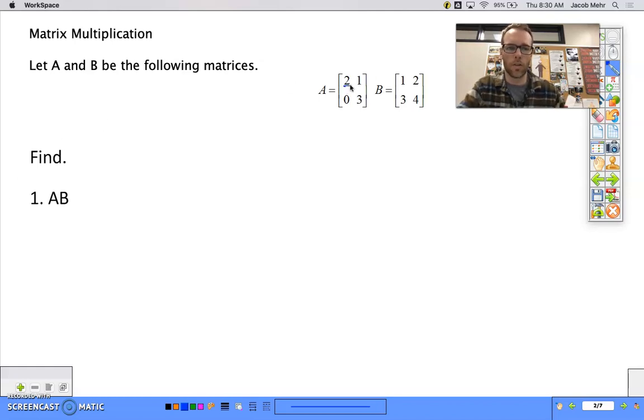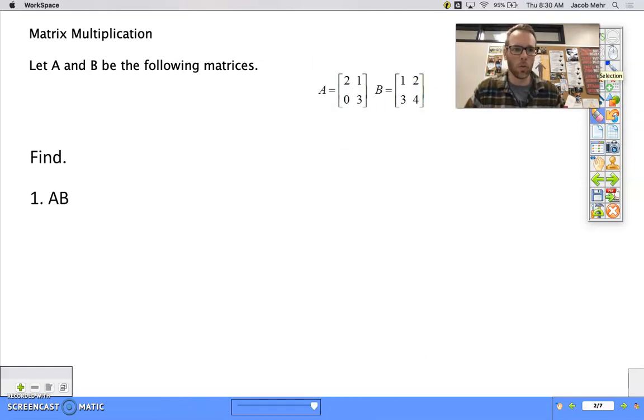Students just think we take 2 times 1, we take 1 times 2, 0 times 3, 3 times 4. That's not how it works. It has a really interesting definition, but it's this definition of multiplying matrices that's really going to be helpful for us later on when we get to how we apply these to systems.